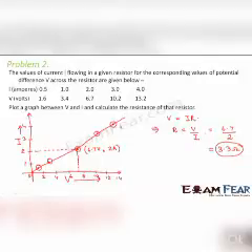So not only this point, if you take any point on this straight line, the value of the resistance will come out to be same because it is a straight line. So the slope of this line will remain the same everywhere.